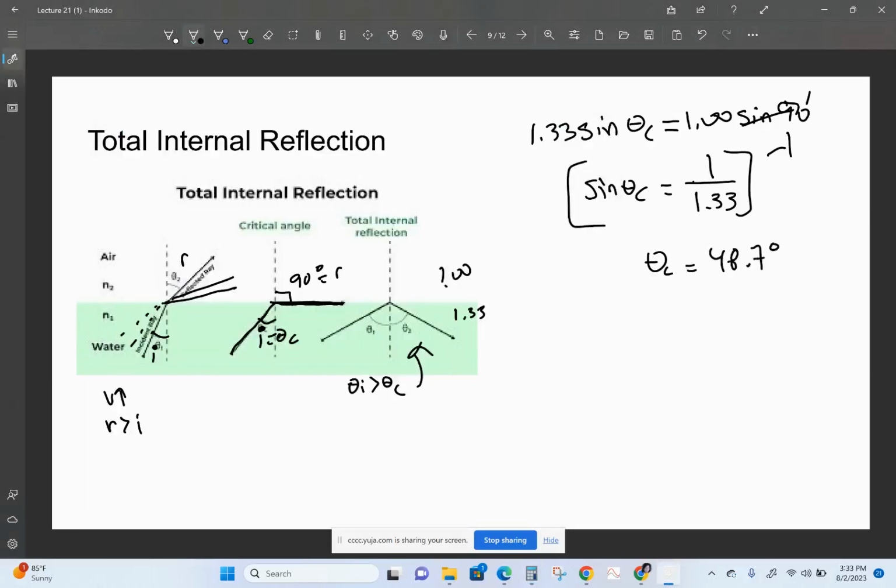The critical angle is 48.7 degrees. So what that means is that if light enters the water-air interface at something less than 48.7, we can use Snell's law to figure out what R is. If it enters right at 48.7 degrees, theta R is going to be 90 degrees. And if I is greater than 48.7 degrees, total internal reflection occurs.